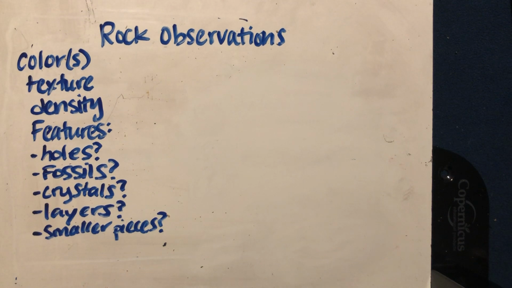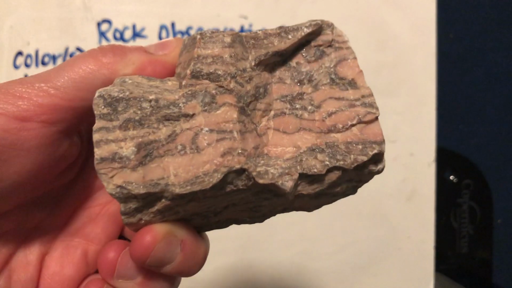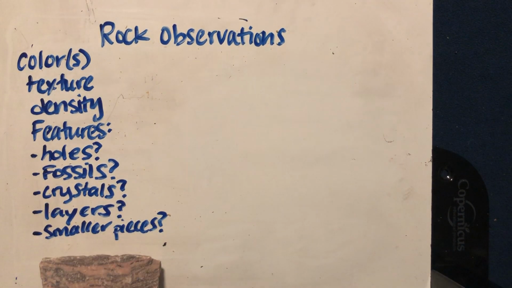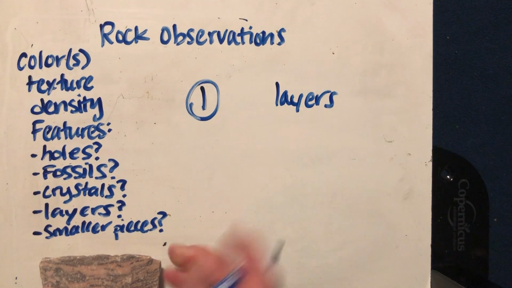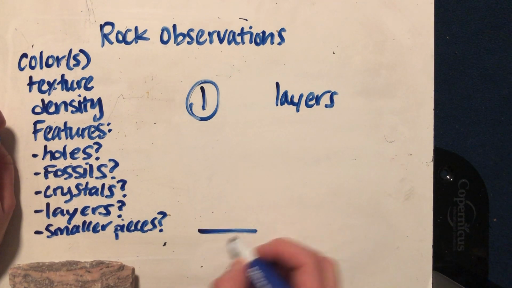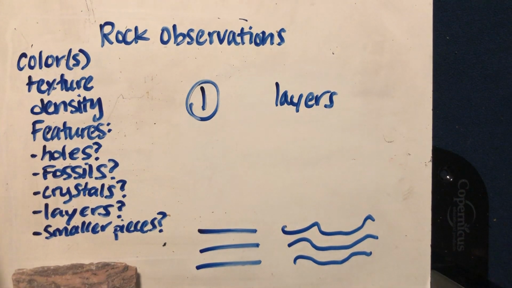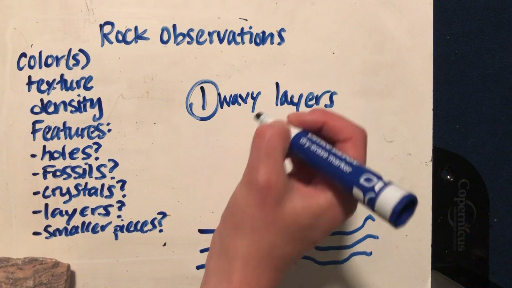Let's do this one first. Okay, so this rock, I noticed a lot of really interesting, unique things about it right off the bat. The first thing that I noticed is that it has some layers in it, right? And so one observation that I noticed is that it has layers. Okay, and now there are two different types of layers. You can have horizontal layers or you can have wavy layers. Okay, and this one to me looks more like it has wavy layers. So we're going to call it wavy layers.